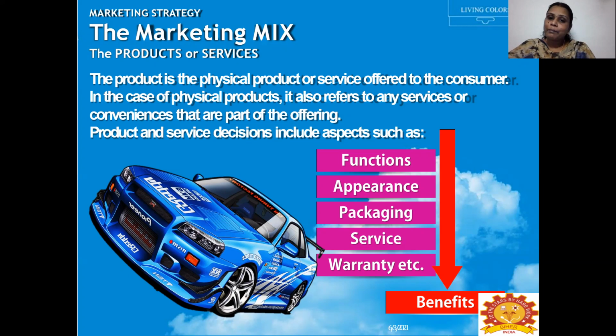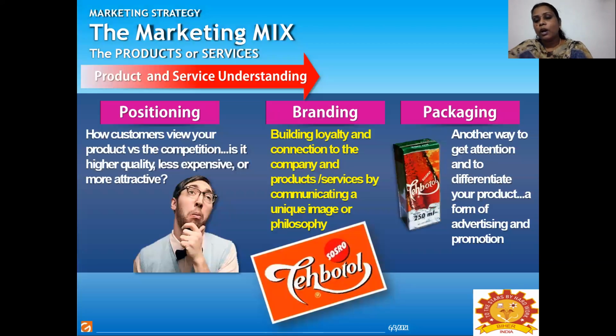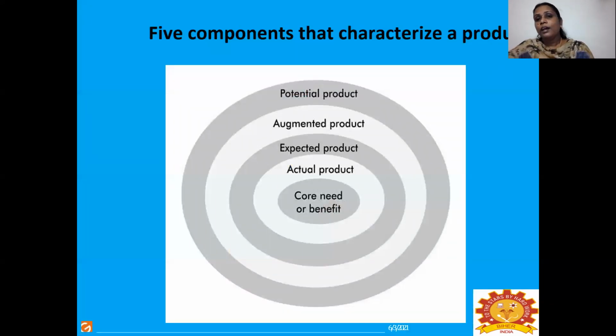So there are many components of a product. Usually they say there are 5 components of the product. That is, a product is characterized by 5 components: the potential product, the augmented product, the expected product, the actual product, and the core product. Now, according to the marketing management guru, Philip Kotler, a product is composed of 5 elements.